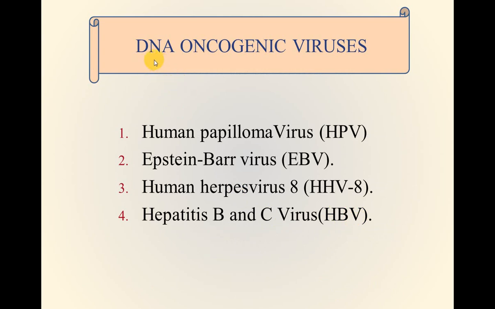The second type is the DNA oncogenic viruses. There are many examples. We illustrate some of them like human papilloma virus, Epstein-Barr virus, the third is human herpes virus 8, and hepatitis B and C viruses. Yes, they are categorized together in one category because they have the same mechanism of action.